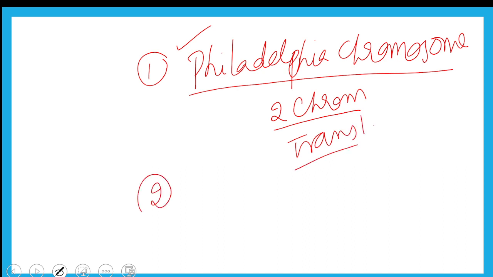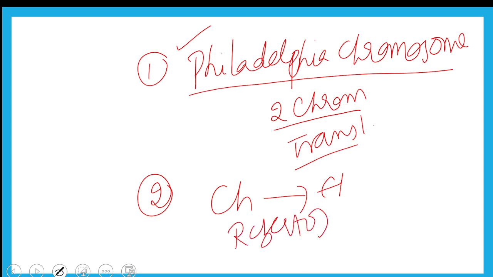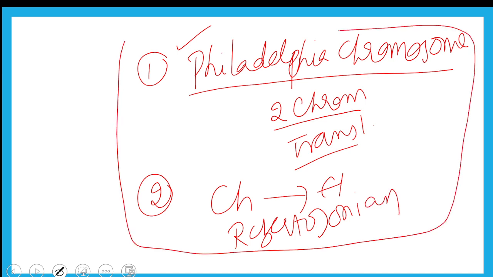The second one is how chimpanzees evolved into humans due to Robertsonian translocation. So what is Robertsonian translocation? These two are the exercises for you, which we will discuss in the next class when we deal with gene mutations.